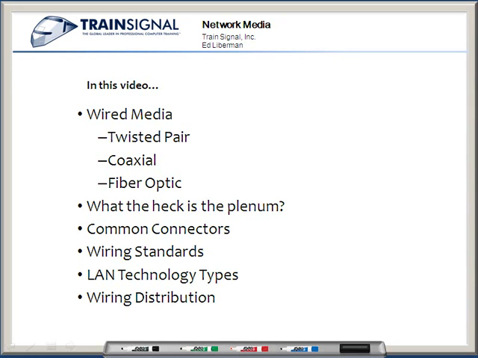Then we're going to go in and take a look at some of the common connectors that are used on these cables. We'll look at different wiring standards. We'll talk about LAN, which we learned in the last video is local area network, so LAN technology types. And then we'll see how to distribute our computers around the building, around the room, via wiring distribution.